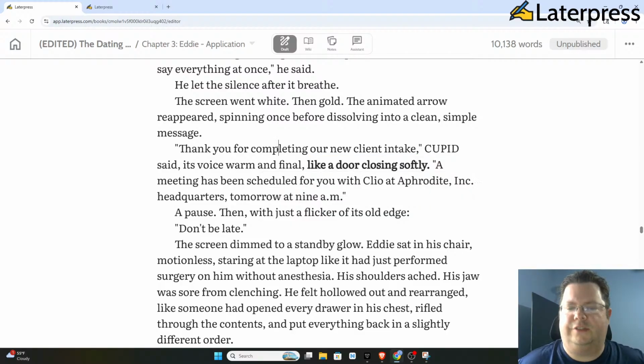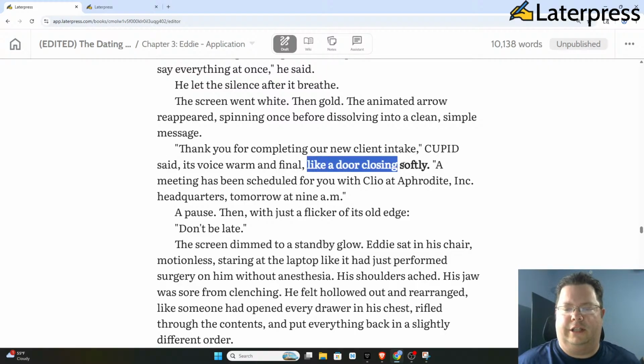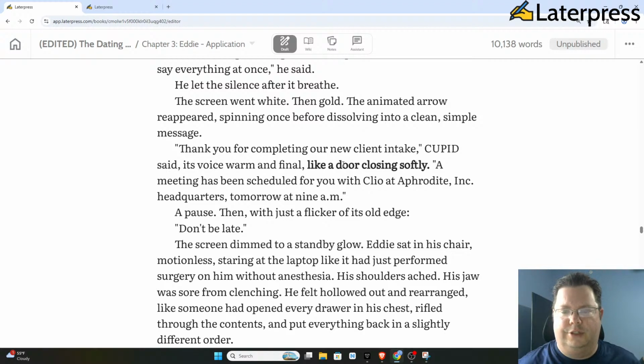As I revise this, I'm going to punch up Cupid's dialogue to make it a little more sarcastic, maybe a little bit more playfully confrontational. So its voice being warm and final, I wouldn't say it like a door closing softly. It would be like something about how that compares to how it has been behaving throughout the rest of this conversation to highlight the difference in how that's going.